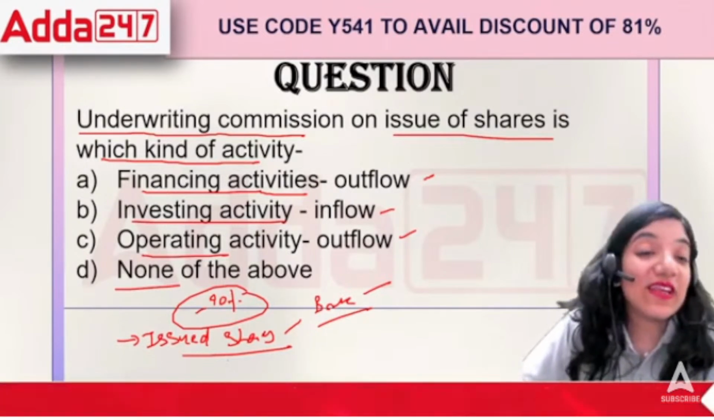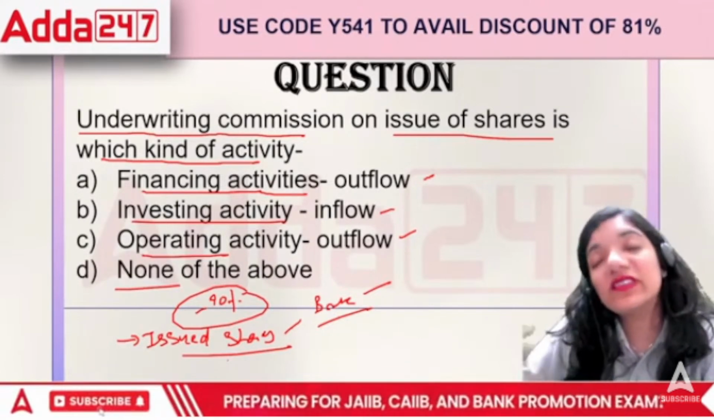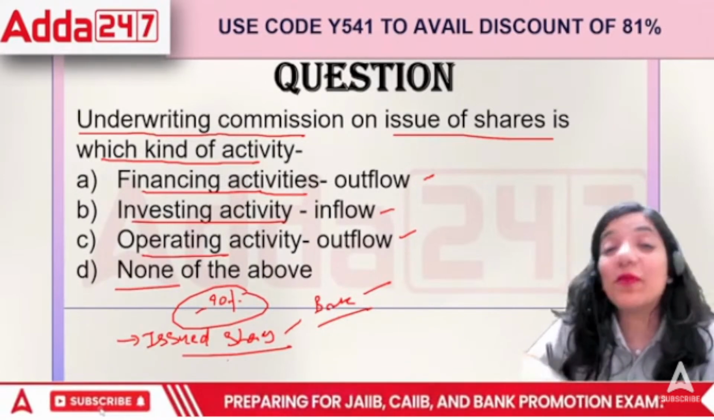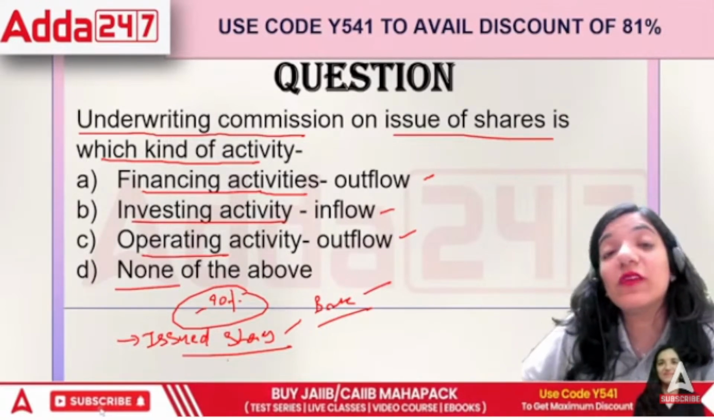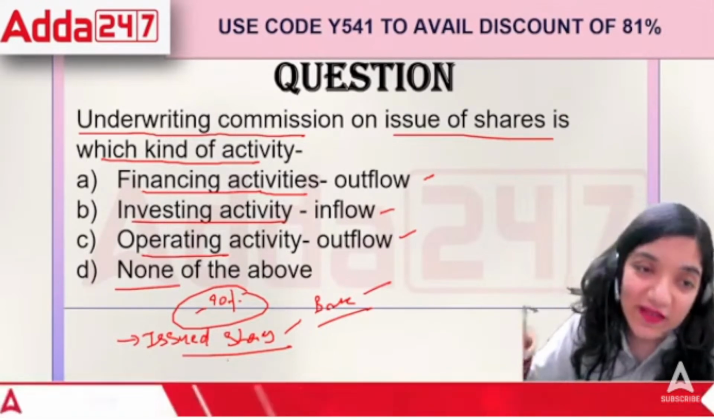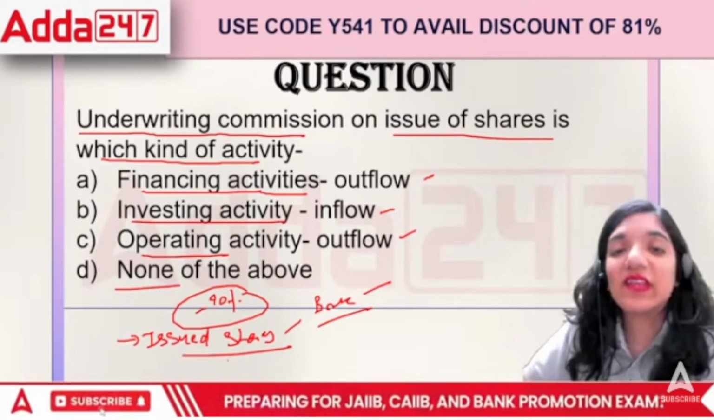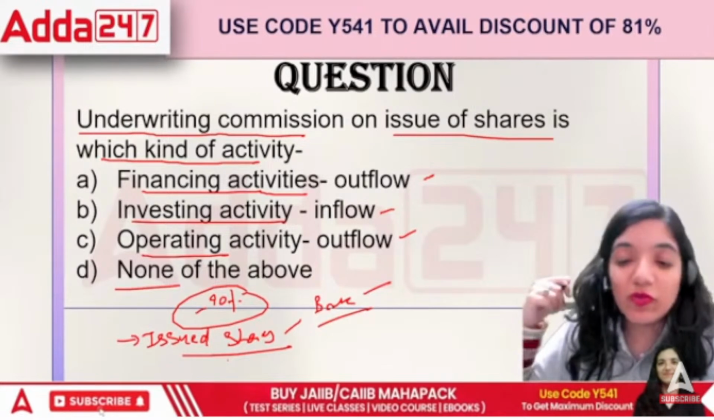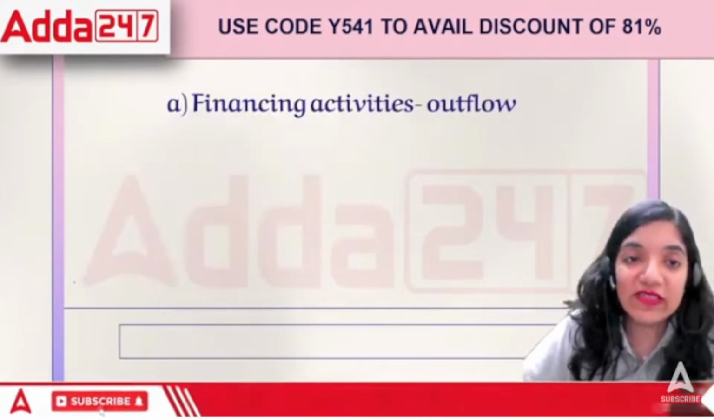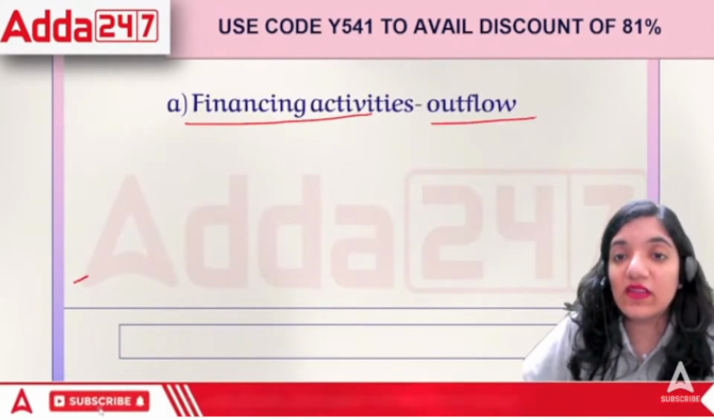Now, is it financing, investing or operating? First of all, this is an outflow of money. You are not getting the money; you are paying money to someone so that they buy shares of your company, otherwise your public issue will fail. So it's way better that you take up that particular share. That is a financing activity outflow. Why? Because you are getting the finance into the business. It is a financing activity, and it's an outflow.